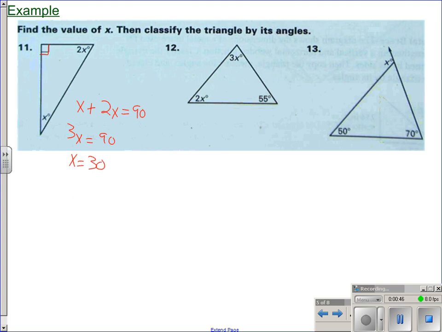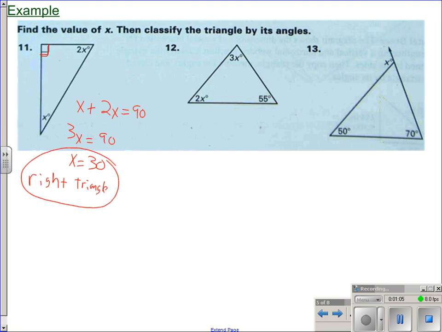Now, the other part of this question is classify the triangle by its angles. We have one right angle. That means this is a right triangle. So there's two parts to the question: solving for x, and classifying the triangle by the angles.